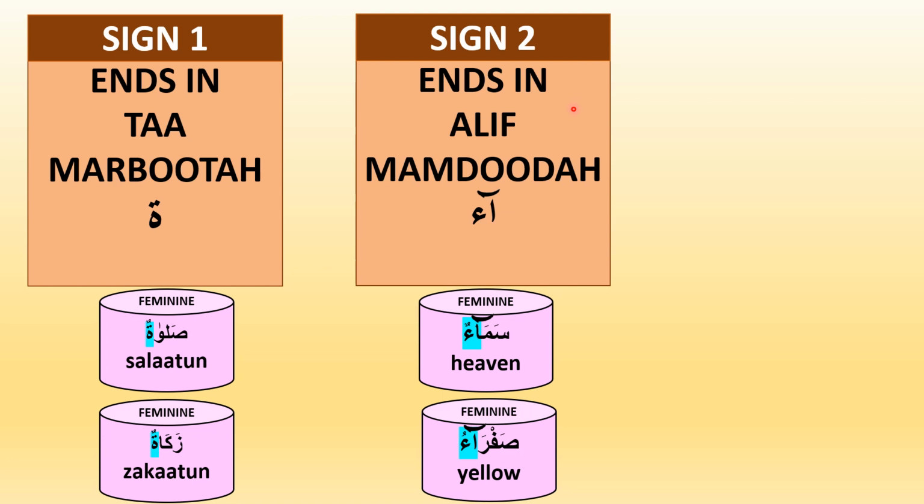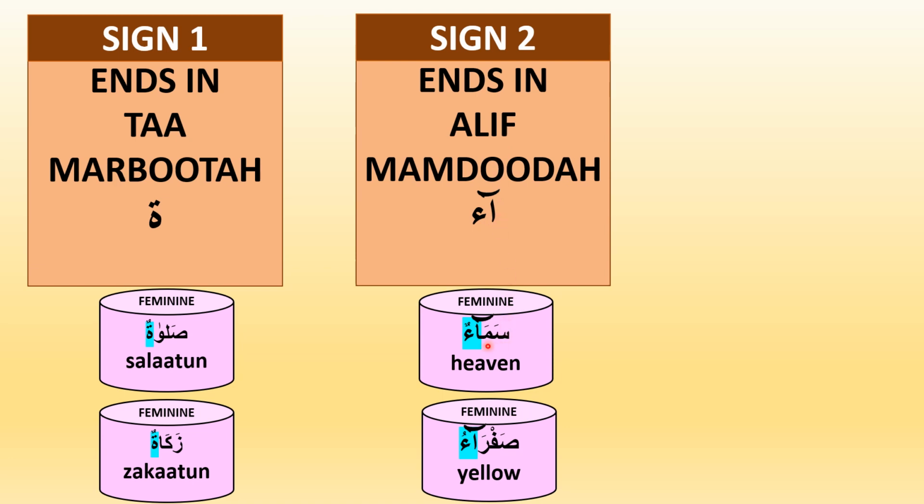Sign number 2, the word would end in an alif mamduda. Now, mamduda comes from the word mad, and this is the mad that you see, like the stretched alif, prolonged alif. What this basically means is that you're going to see an alif followed by hamza and that long mad. In Arabic, we get the short mad and the long one. The long mad is normally written on top here. So that all together is understood to be alif mamduda.